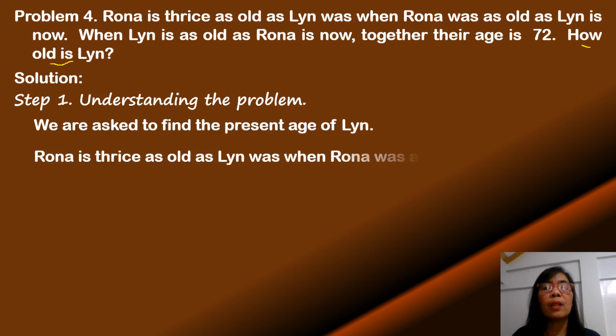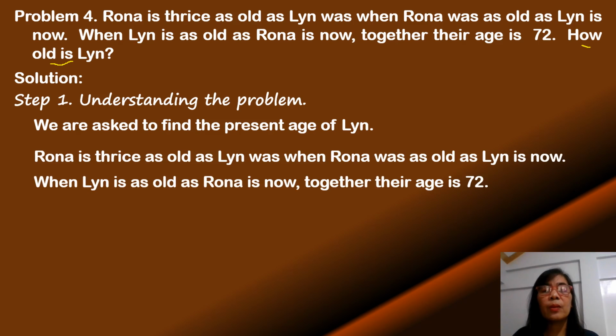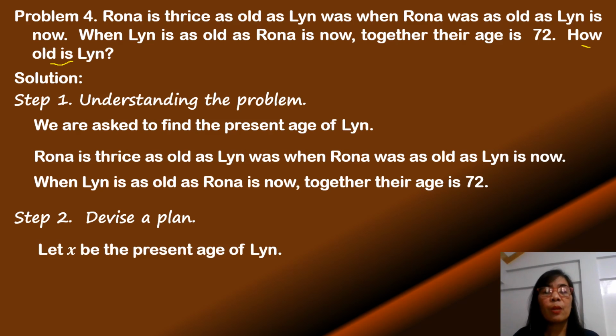The condition is given that Rona is thrice as old as Lynn was when Rona was as old as Lynn is now. Another condition is that when Lynn is as old as Rona is now, together their age is 72. So the second step is to devise a plan. Since this is an age problem, we use a variable to represent the present ages of Lynn and Rona. If we let x be the present age of Lynn and y be the present age of Rona, then we're going to construct the table.